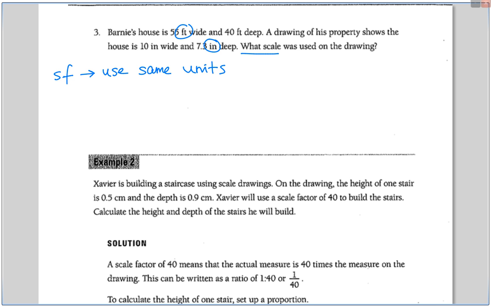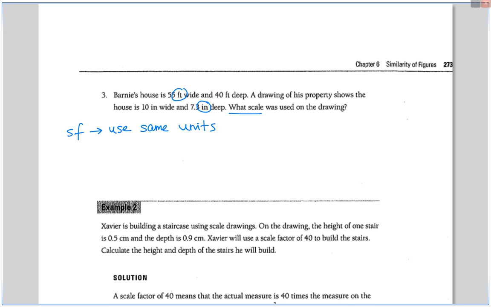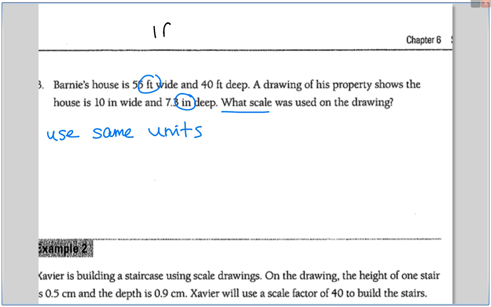So what we have to do is just convert the feet into inches, and then we'll be okay. So we know that 1 foot is worth 12 inches, so I need to multiply 55 and 40. Because if 1 foot is 12 inches, then 55 would be times 12 and 40 times 12. So let's get those. So it's 660 inch. And this is 480 inch.